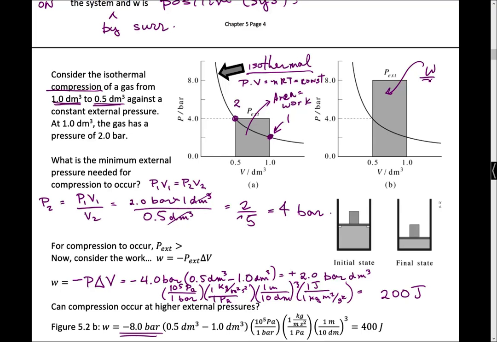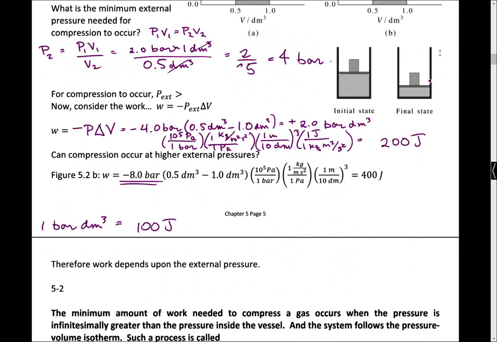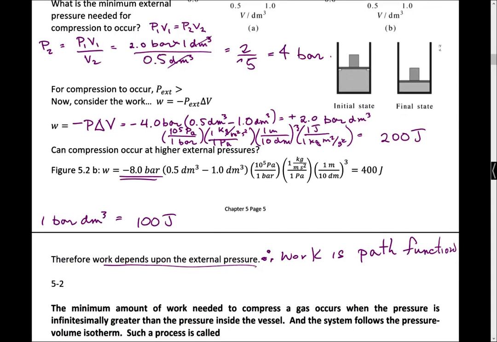One of the things that we see is that how I do this compression, whether I choose to have a larger external pressure or a smaller external pressure, very much determines the change in the energy due to the work. So what we can say is that work depends on the external pressure, so therefore, work is what kind of a function? Does that make sense? Okay.